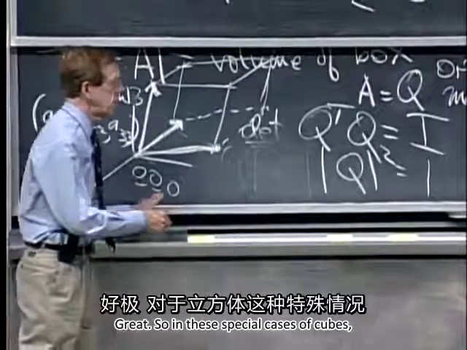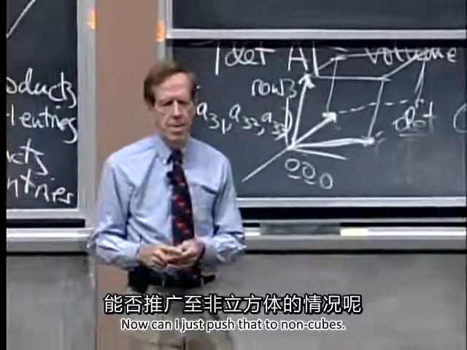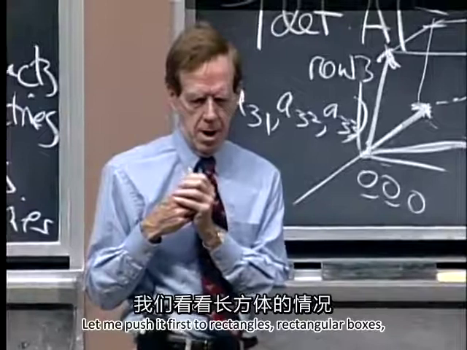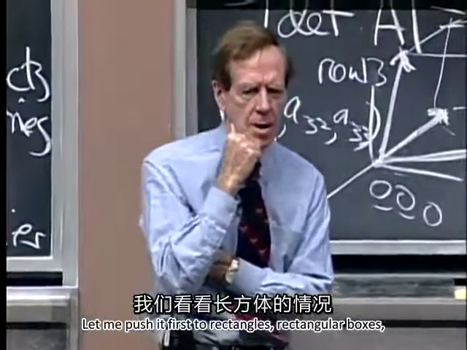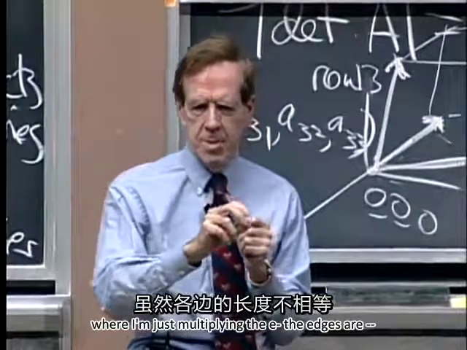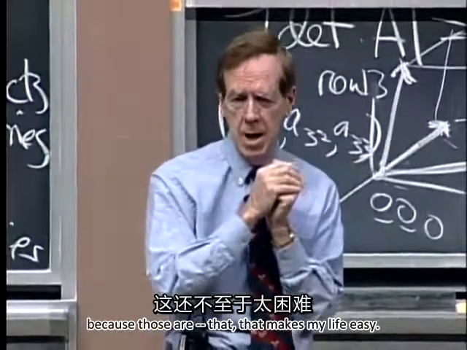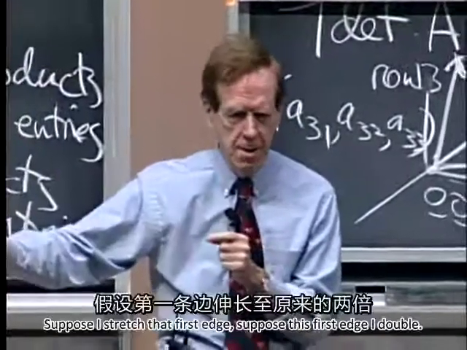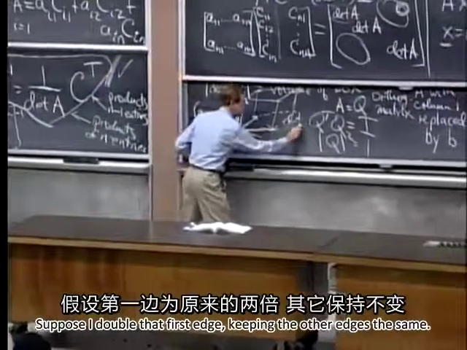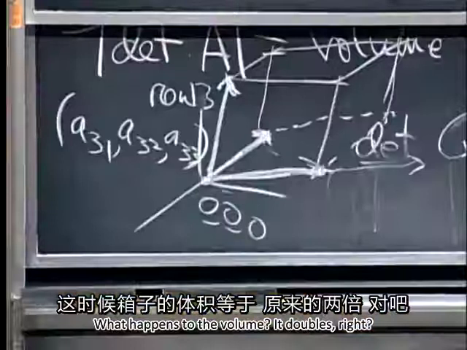So in these special cases of cubes, we really do have determinant equals volume. Now, can I just push that to non-cubes? Let me push it first to rectangular boxes, where I'm just multiplying the edges. Let me keep all the 90-degree angles, because that makes my life easy, and just stretch the edges. Suppose this first edge I double, keeping the other edges the same. What happens to the volume?